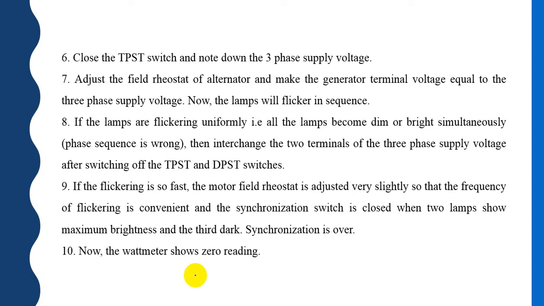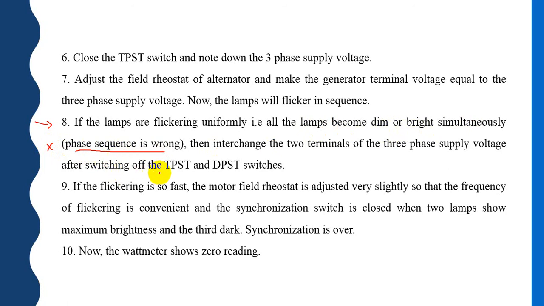Now we should start to observe the lamp flicker, how it will glow. Procedure 8: if the lamps are flickering uniformly, that is, all the lamps become dim or bright simultaneously, the phase sequence is wrong. The first condition is not satisfied. It is wrong. Then what do we have to do?